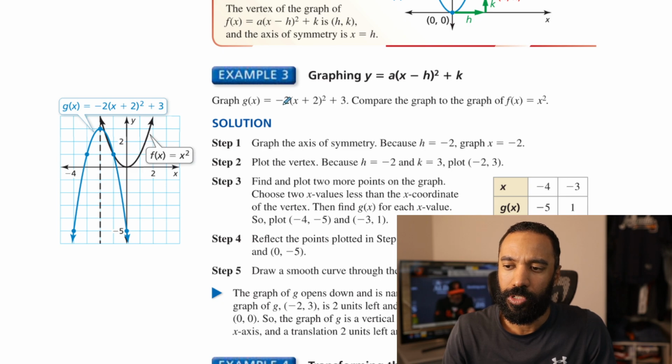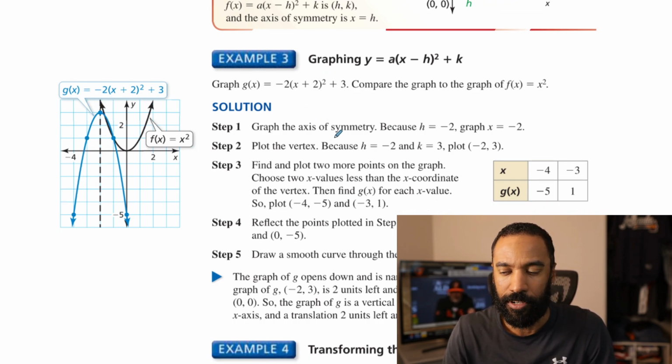Graph g of x equals -2 times x plus 2 quantity squared plus 3. We're going to begin with, well, they graph the axis of symmetry first. I kind of graph it after I draw the vertex, but they start with h as -2. Remember what you plug in for x to make this 0. When you plug in -2 for x, this all turns into 0, plus 3 is 3, and it ends up being a maximum in this case because it's negative.